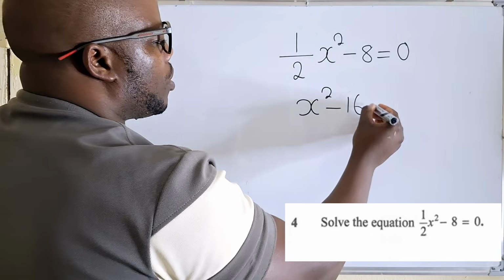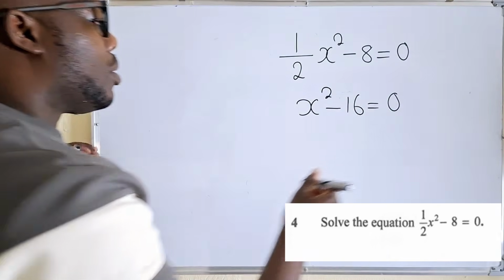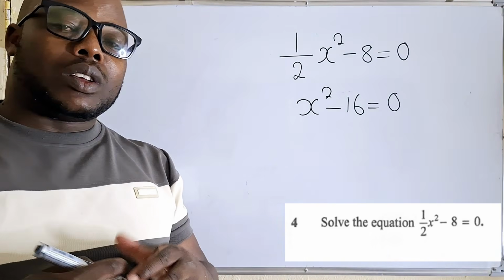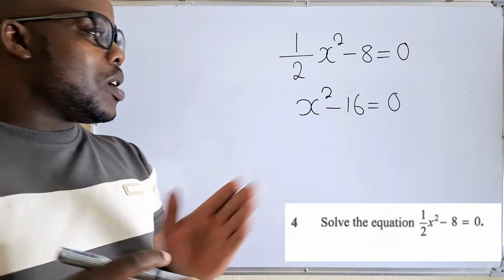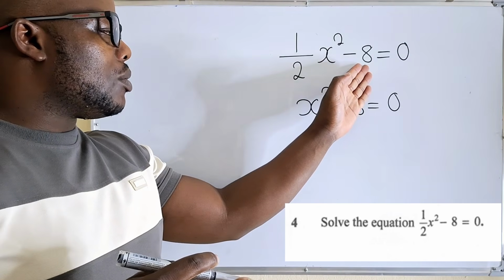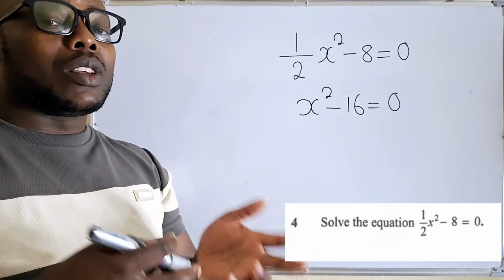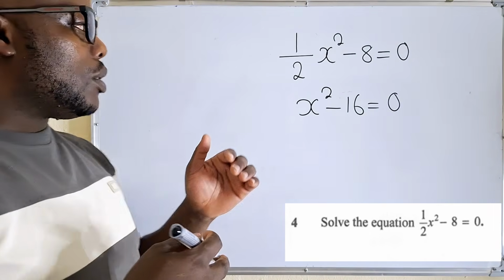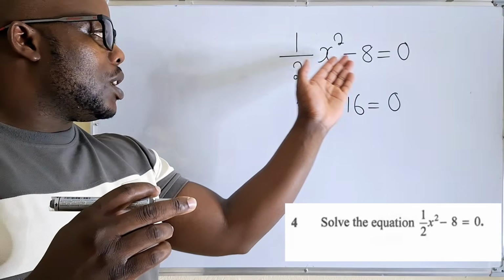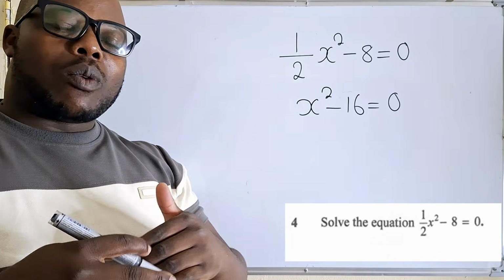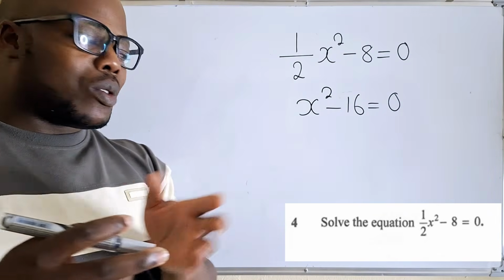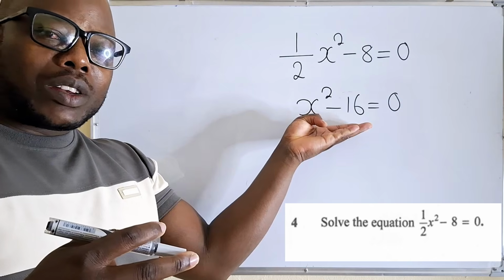2 times 0, that will give us a 0. So this is our new equation. Or if you want, you can move this negative 8 to this side, and then you cross multiply. It's all the same, it's one and the same. The reason why I don't want to move negative 8 is that I want to show you that there are two methods that you can apply right here.